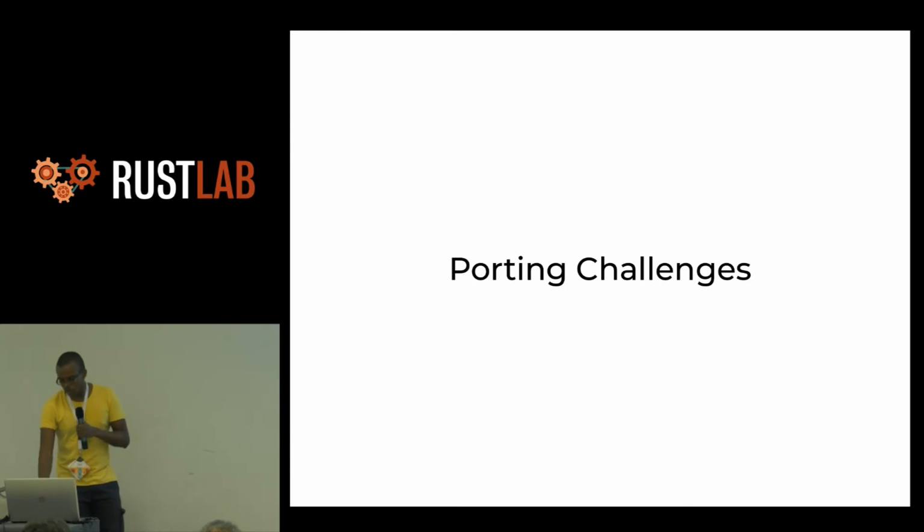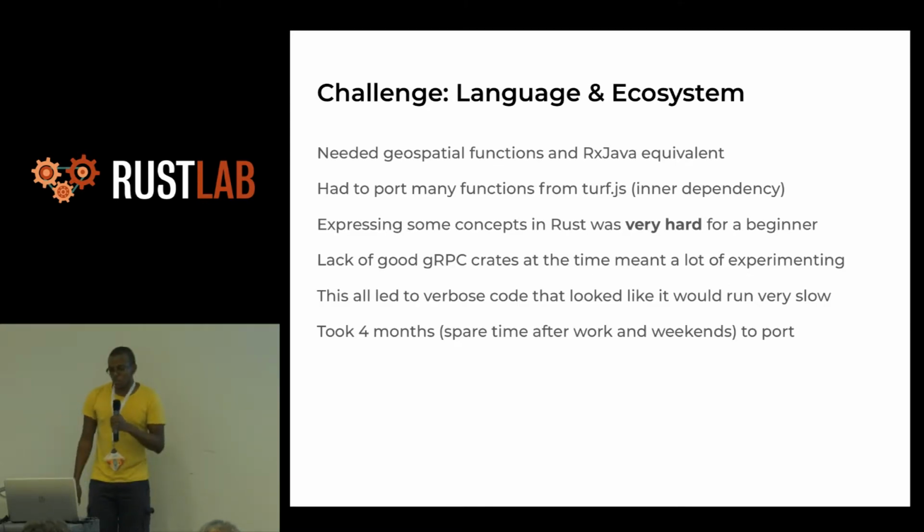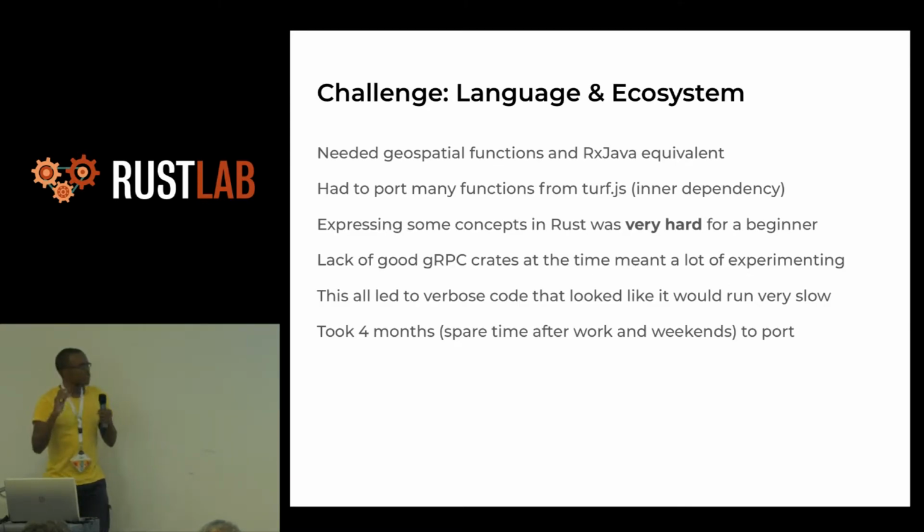I'll talk about them now. The first one, as I briefly mentioned earlier, was the language and ecosystem. So we needed geospatial functions and RX Java equivalents.